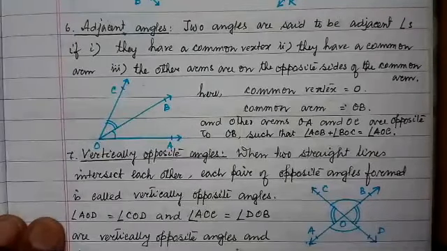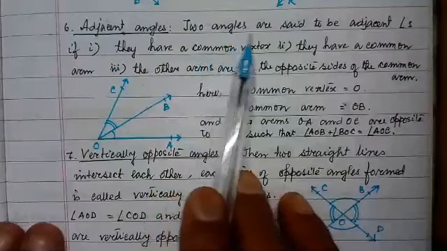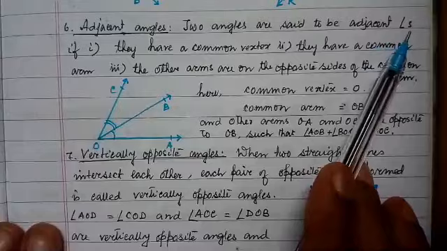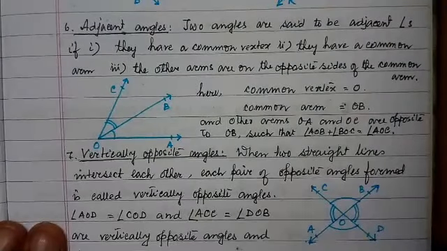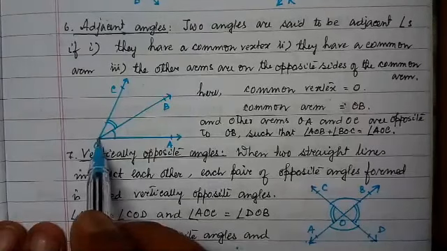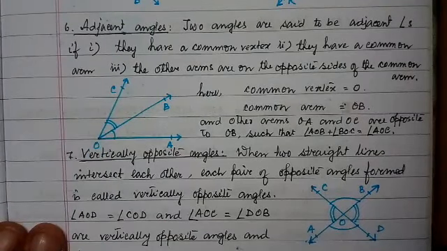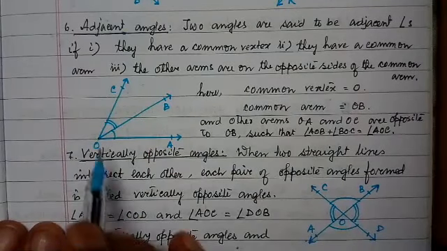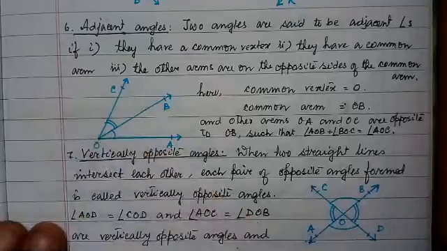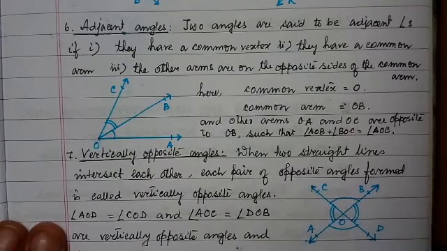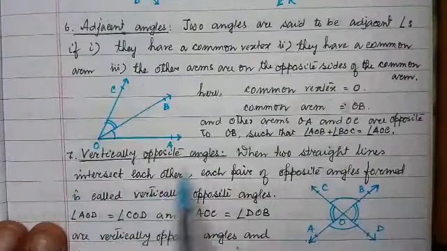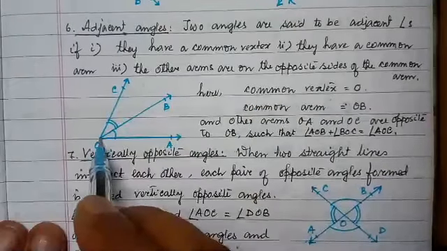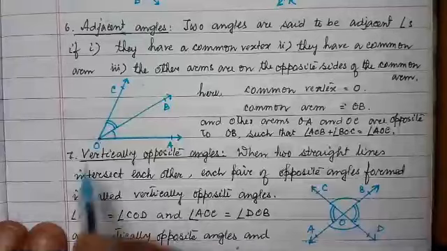Next, adjacent angles. Two angles are said to be adjacent angles if, number one, they have a common vertex, O is the common vertex, and they have a common arm, OB is the common arm, and the other two arms, OA and OC, are on the opposite sides of the common arm. Here in the figure, the common vertex is O for both the angles.